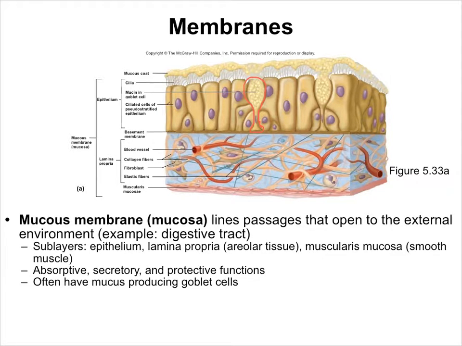The functions of this are absorptive and secretory, right? So it absorbs things from the lumen, whatever empty area this epithelium is facing, into the epithelial cells, and then into the blood. They secrete things. They secrete mucus, first off, and some of these have glandular functions. They'll secrete other things as well. And protective. Mucus is actually filled with antibodies, and it helps to protect your body from invasion.